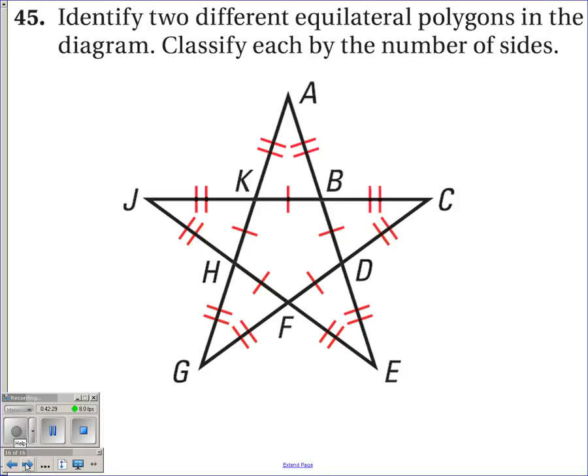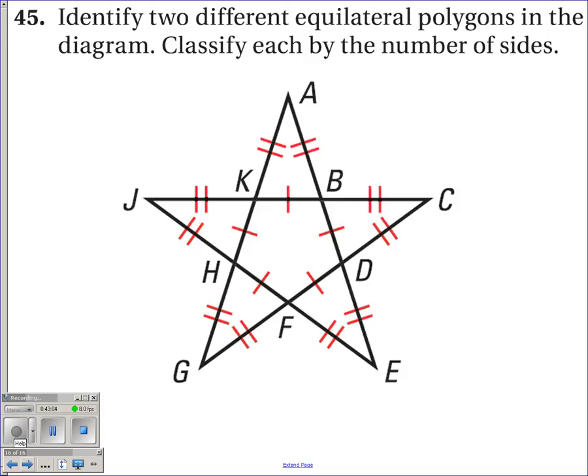So let's take a look at the easy one here in the middle. We call this a pentagon because it has 5 sides, and that looks to be like it's irregular. We don't know, but it does seem to be regular. But it definitely is equilateral. All right. So this is a pentagon, and that is equilateral. Can we find another polygon here that is equilateral?